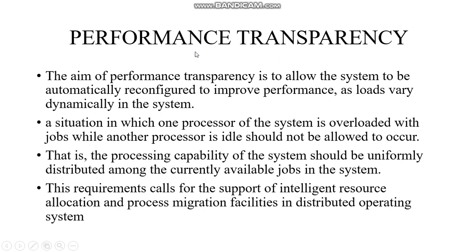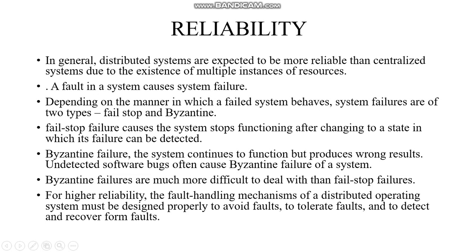By transparency, how the performance can be improved, that we will see. That is to be considered while designing a distributed operating system. If multiple processors are there and one processor is overloaded, the other processor should not be idle. So the processing capability should be uniformly distributed, so we need intelligent resource allocation and process migration facilities in the distributed operating system.